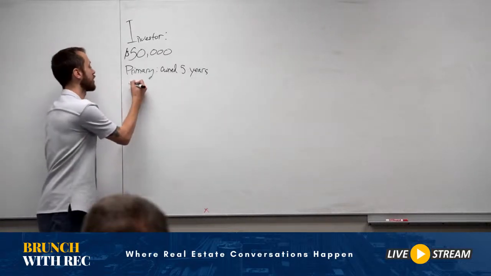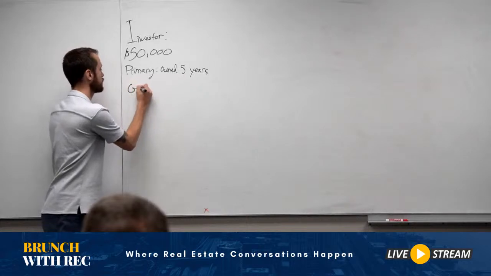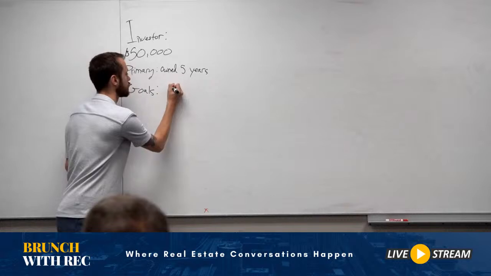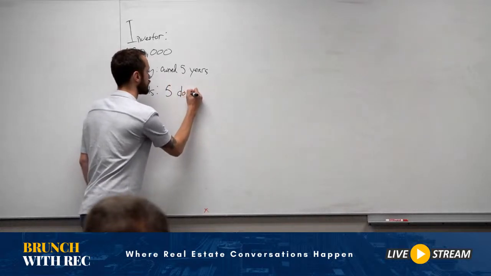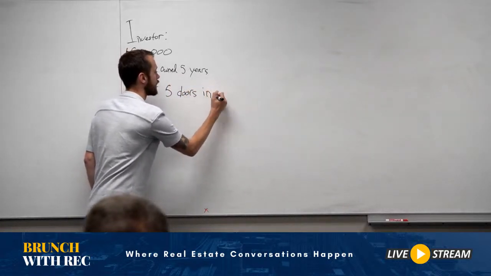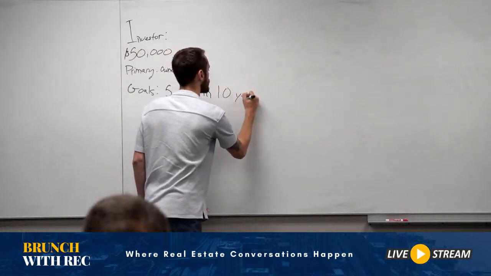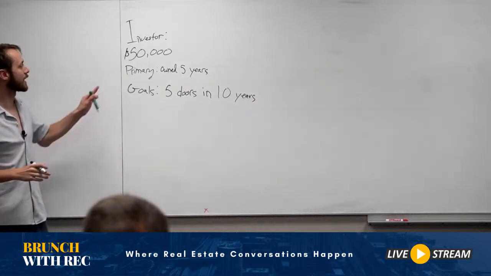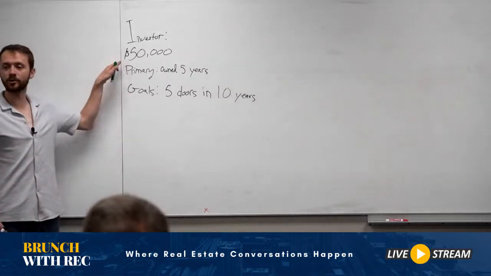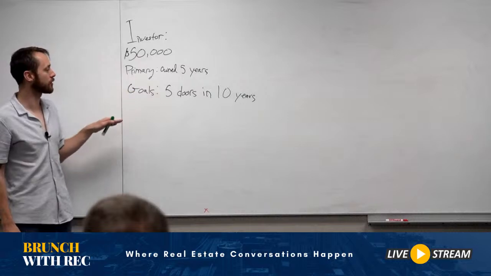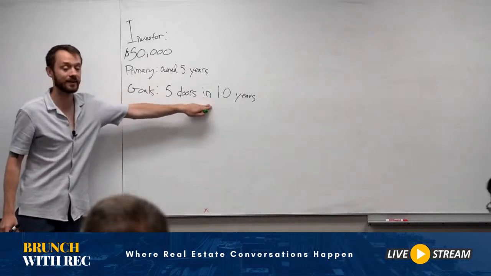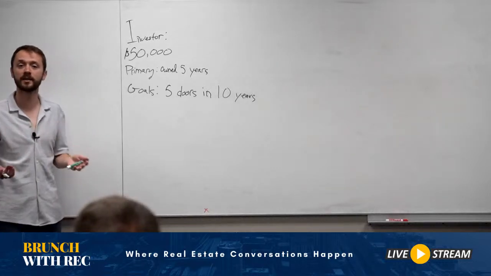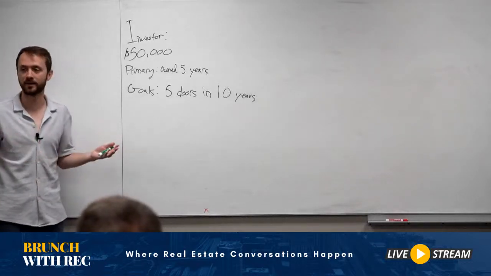So this goal, their goal is 5 doors in 10 years. Okay. Now we know who they are. $50,000 saved. They've owned their primary for 5 years, and the goal is to get 5 doors in 10 years. Here's how I would visualize this when I'm trying to build them that customizable investment plan.